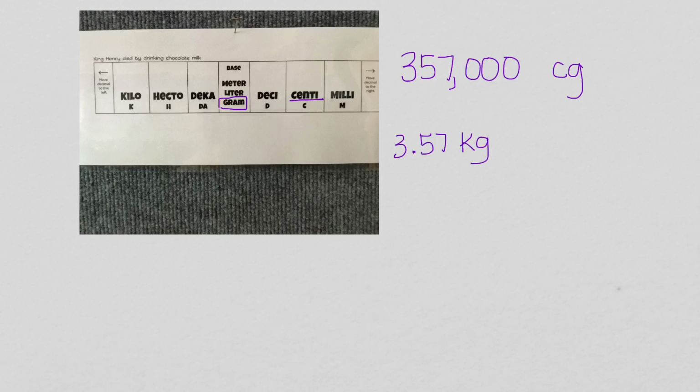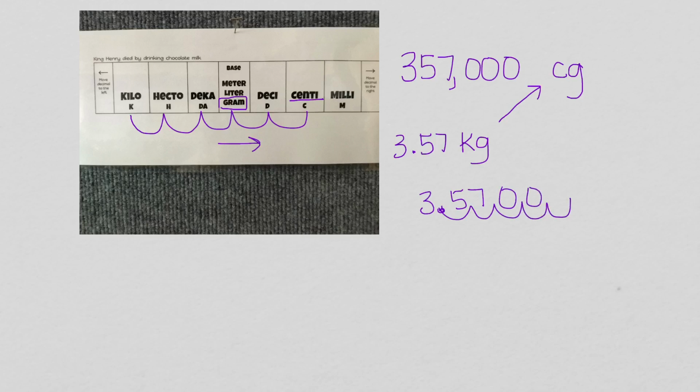So I start at kilograms because I want to change to centigrams. So don't go from centigrams to kilograms. I'm trying to change everything into centigrams. So I'm going to start at kilograms, and I'm going to go over 1, 2, 3, 4, 5 to the right. So that means I'm going to take my decimal, and I'm going to move it over 1, 2, 3, 4, 5 to the right. And now I have a new number.